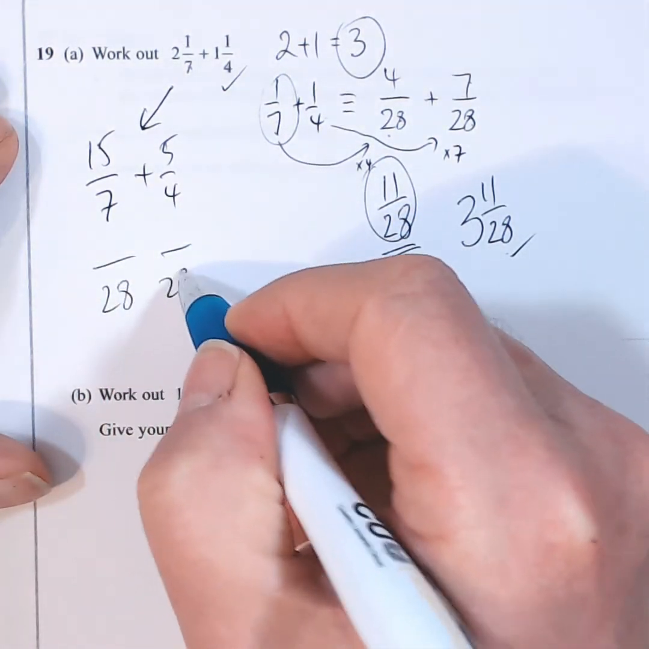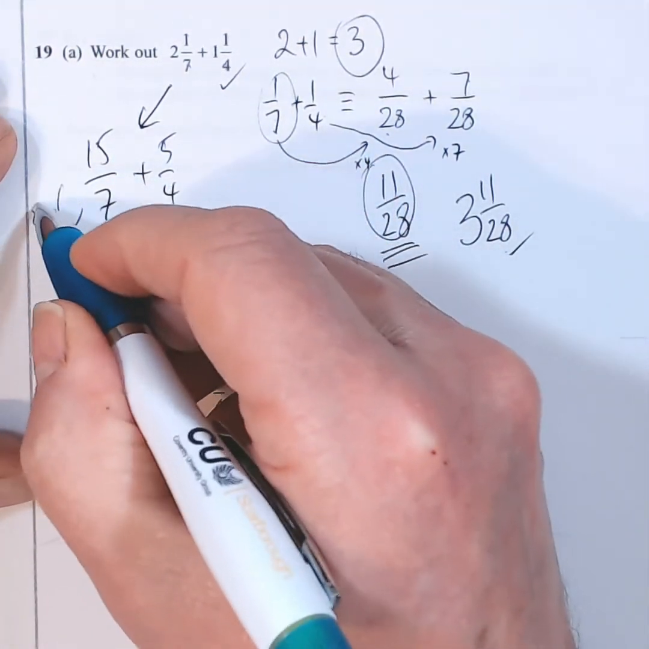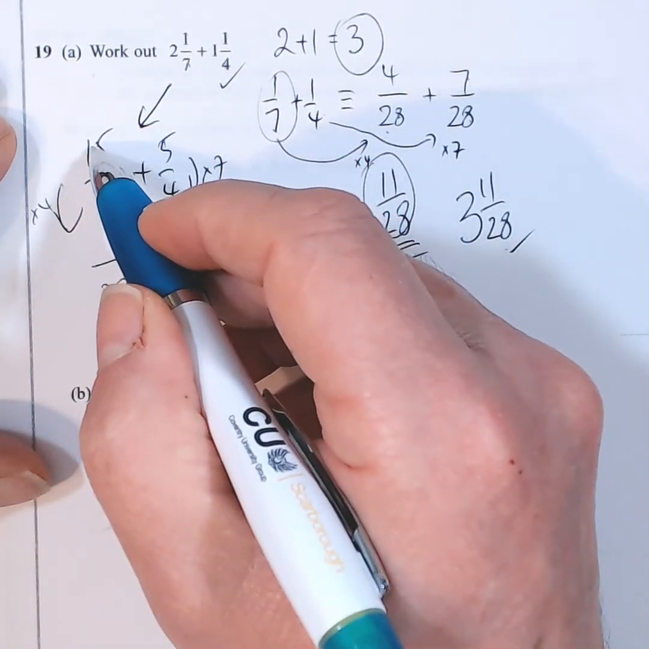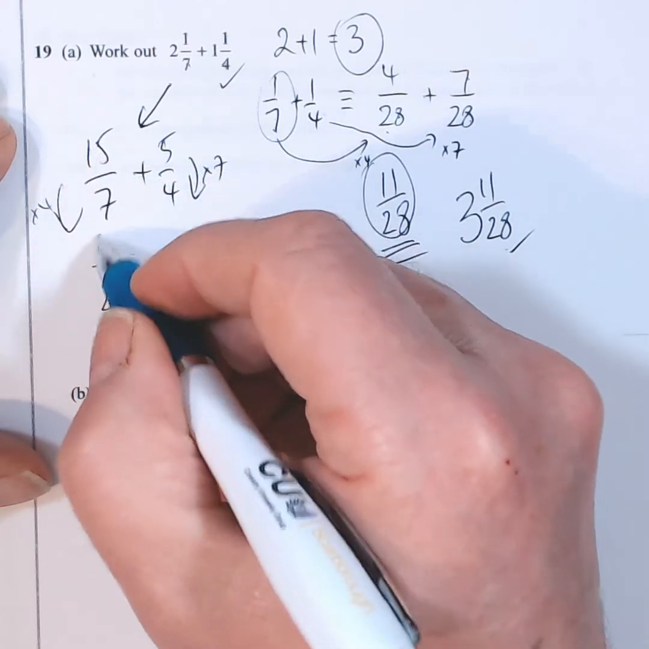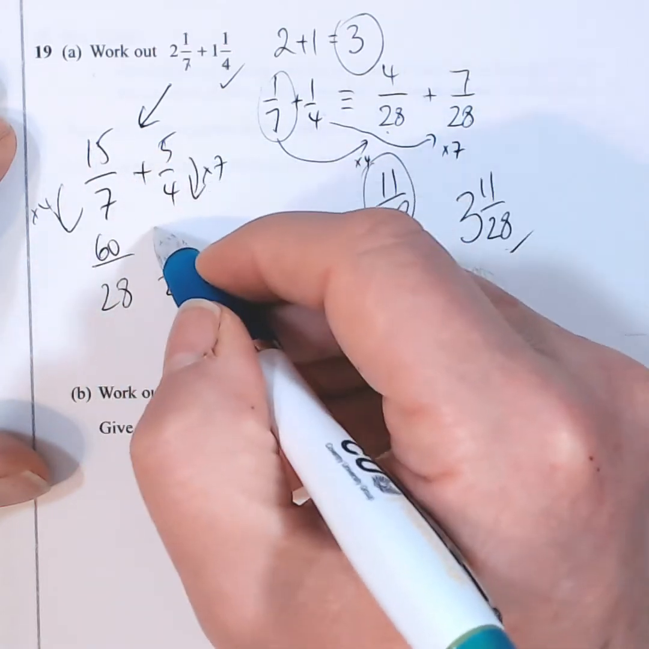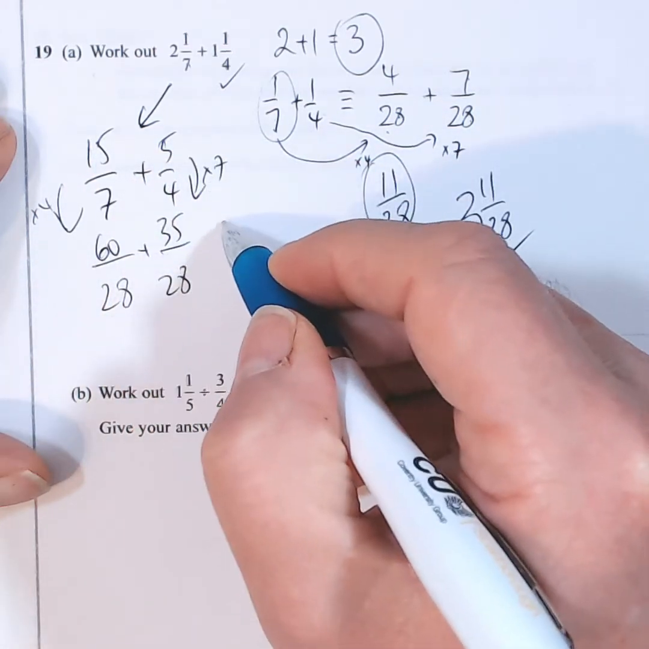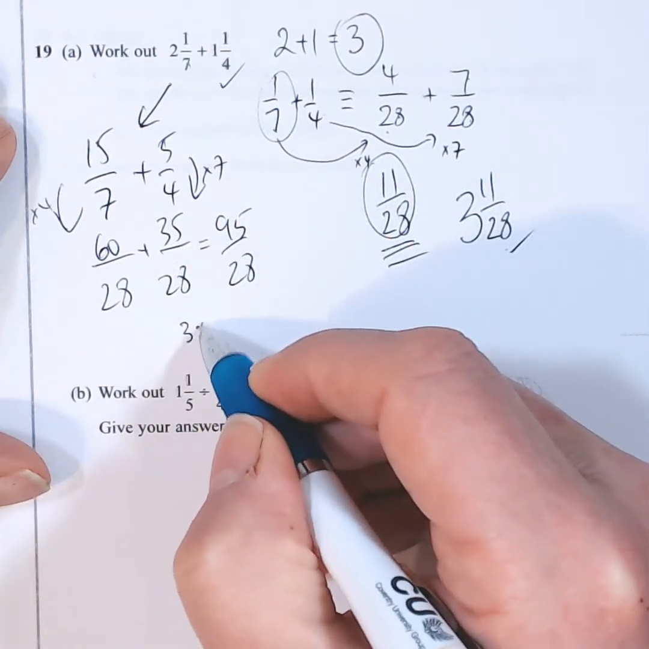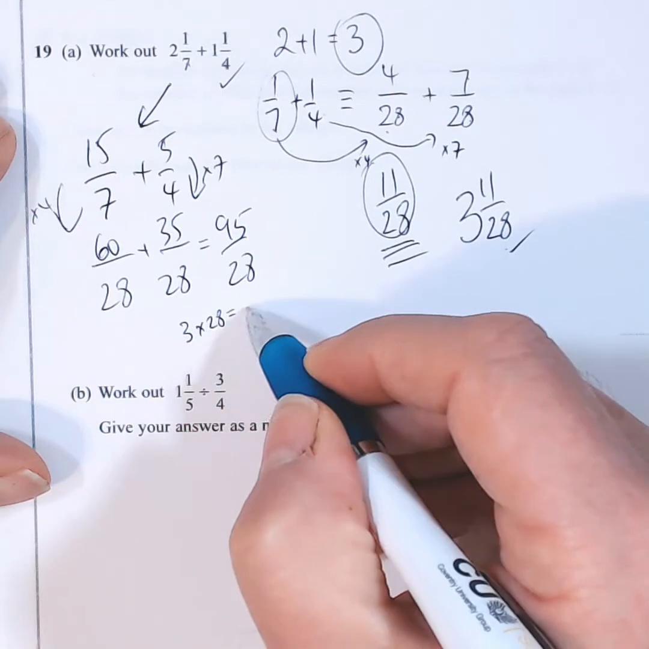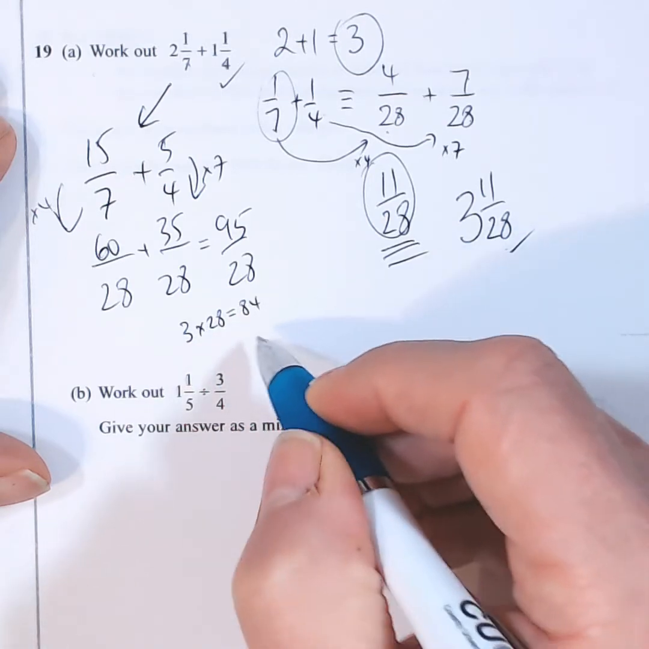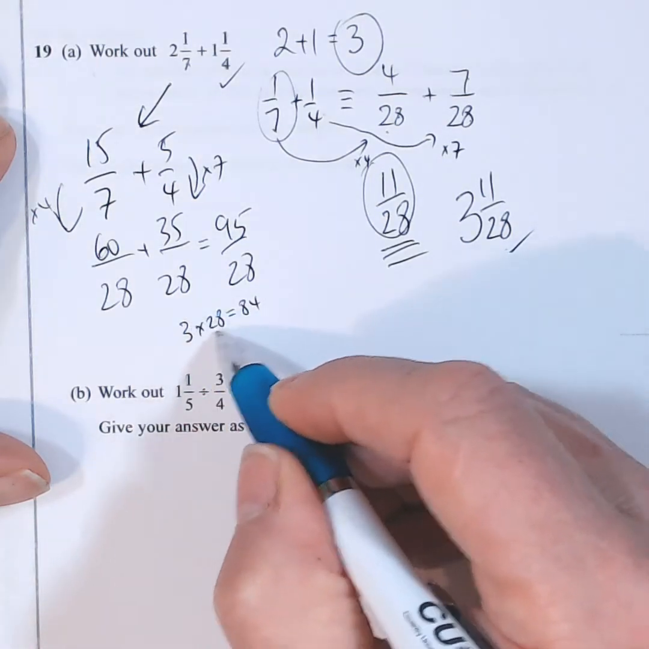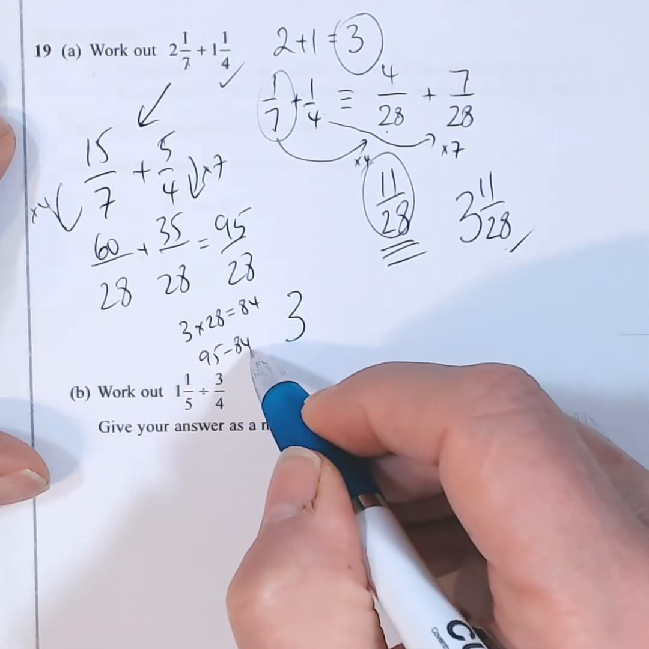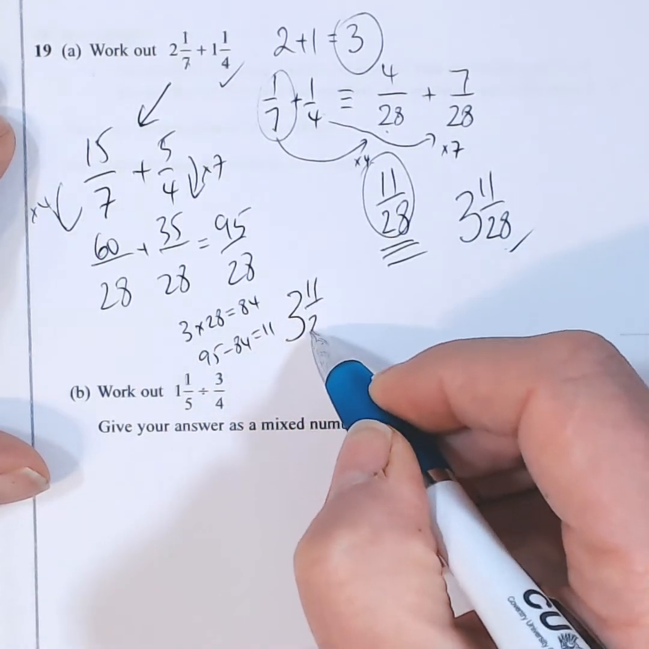So 28ths, so we times this one by 4, times this one by 7. So 60 and 5 7s are 35, we're adding, so that gives me 95 28ths, and we can see that 3 times 28 is 84, so we know that we've got 3 whole ones, and if we do 95 take away 84 we get 11, so we're left with 11 28ths.